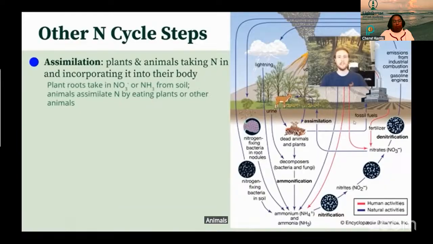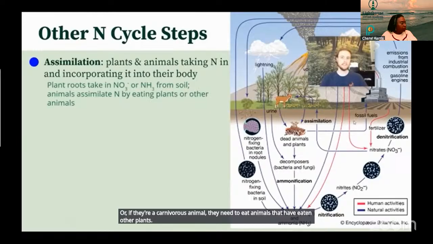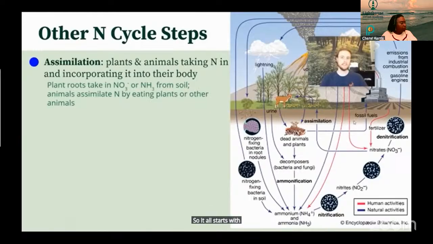Animals, though, have to eat plants in order to get their nitrogen. Or if they're a carnivorous animal, they need to eat animals that have eaten other plants. So it all starts with plants. They are the key assimilators of nitrogen.